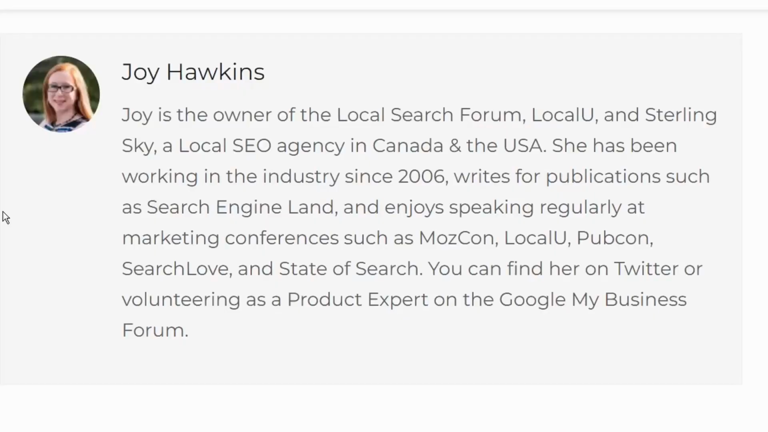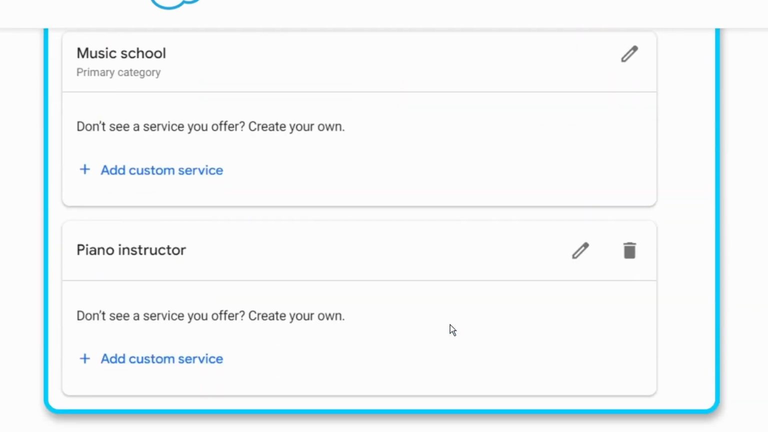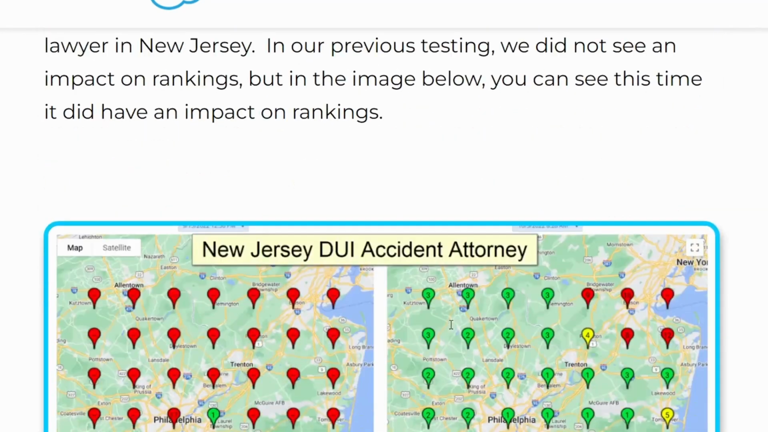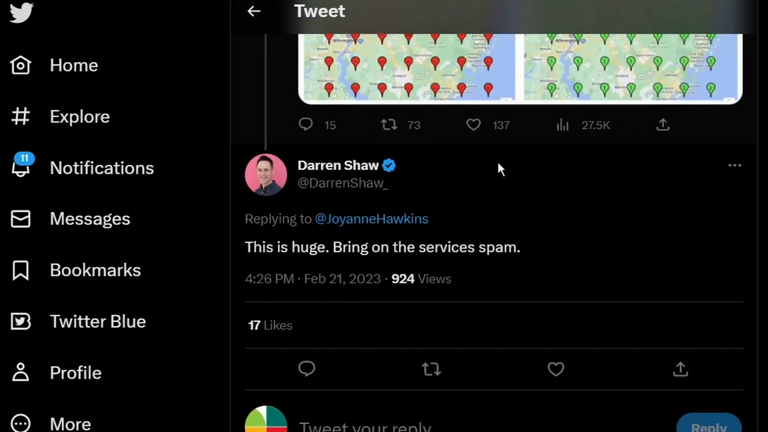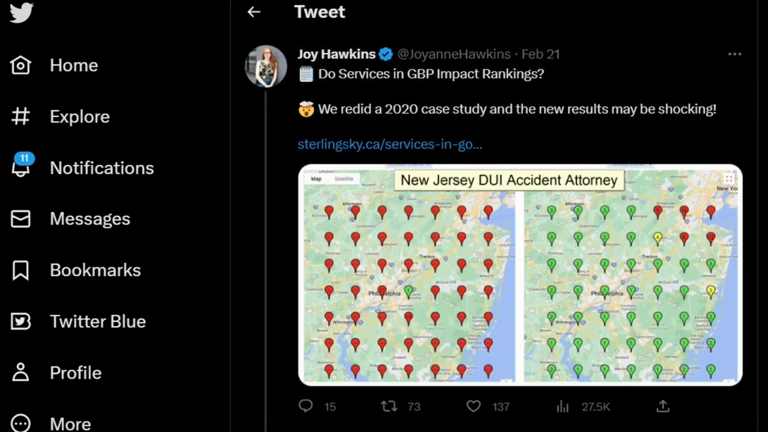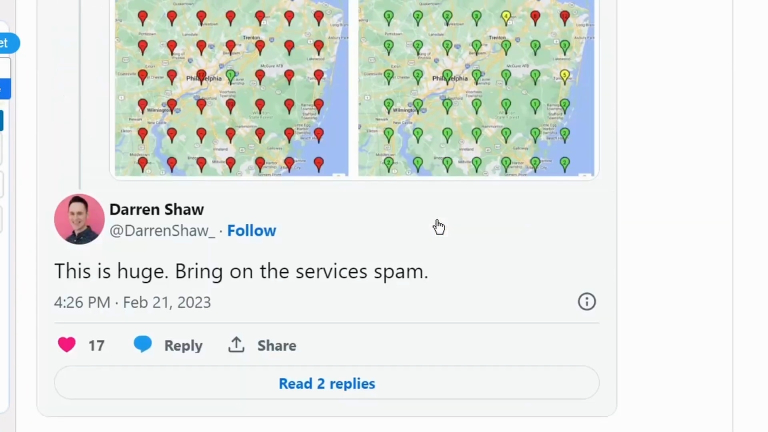But it seems I'm not the only one who's finding this useful. Joy Hawkins recently reported too that she noticed a massive change, and the results now show that services are very much coming to the fore. As you can see, when she tested, it went from this to this, and from this to this. And as you can see from the tweets, this was just a few weeks ago, and everyone was talking about it. It was staggering to see that what Google was offering was suddenly being rewarded. It was like the algorithm was being cracked with one particular thing here.